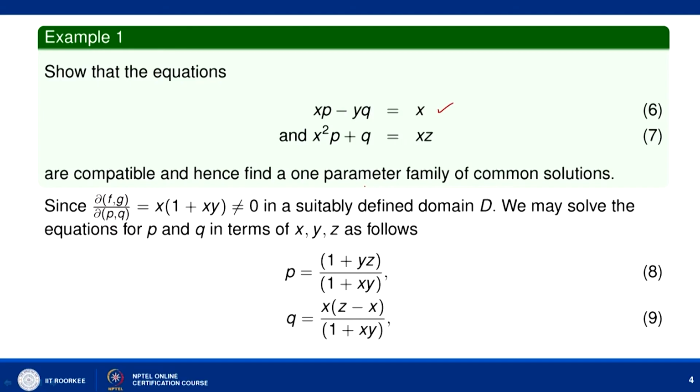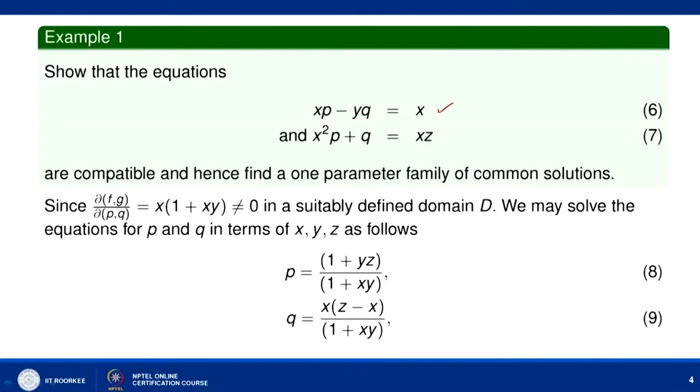First, we want to show that if they are compatible with each other, they must have at least one solution in common, so let us find out whether they do. For that, you first find the expression for ∂(f,g)/∂(p,q), and if this quantity is non-zero, then only can we say that equations 6 and 7 can be solved for p and q.